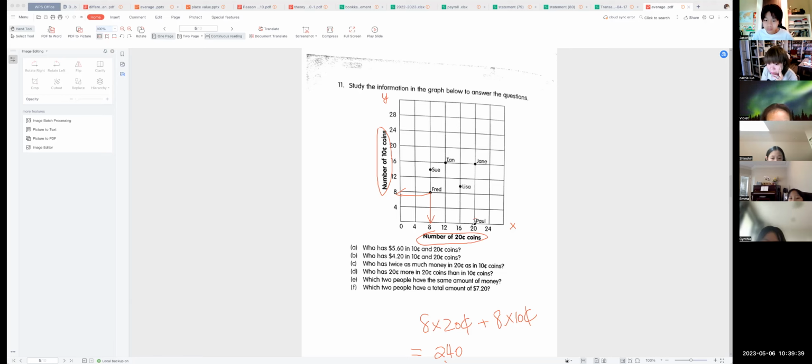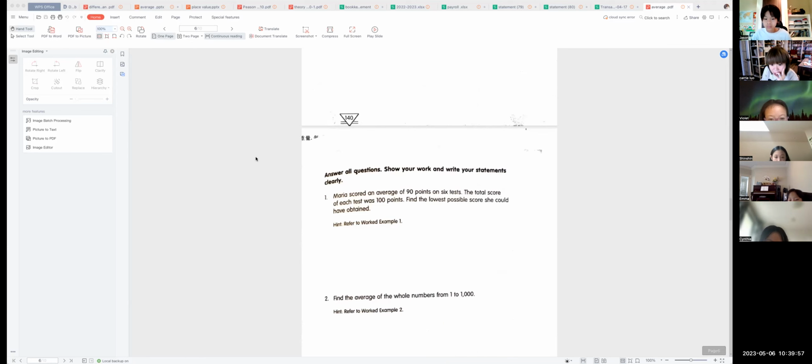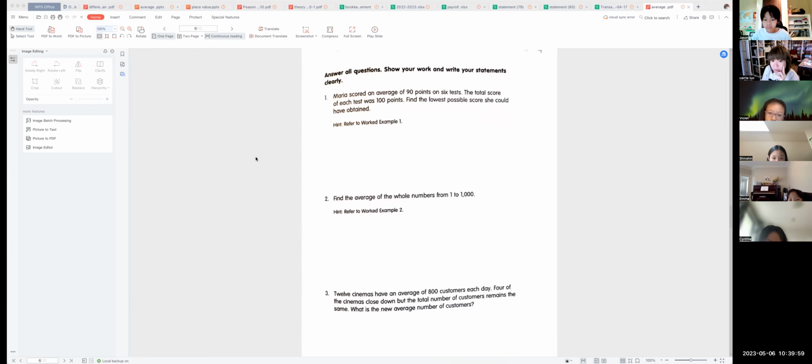Okay, so you can see Paul. Paul has no 10-cent coins, but has 20-cent coins. So Paul has $4 in coins. Get it, Shin? Okay, so this is how we read those graphs. Okay, so let's take a look at this one, number 2.